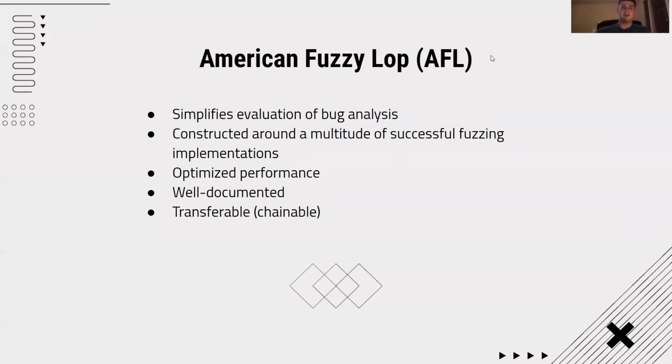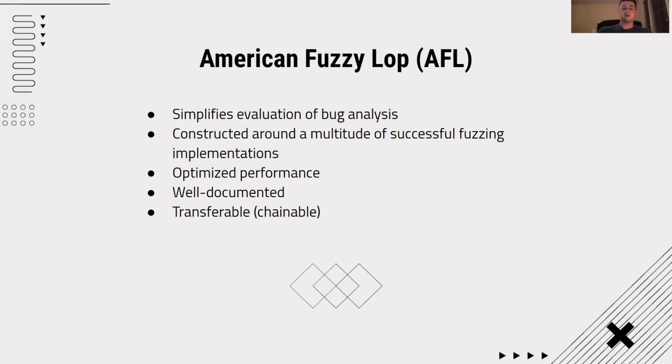Thank you, Corbin, for that introduction on software fuzzing. So the American Fuzzy Lop is, as the name suggests, both a breed of rabbit and a software fuzzer. There are a few details which make AFL unique. First, the software simplifies evaluation of bug analysis. Some useful tools that come along with this package include a crash explorer, test case minimizer, fault triggering allocator, and syntax analyzer, all of which aid in the process of reviewing crashes and program anomalies.